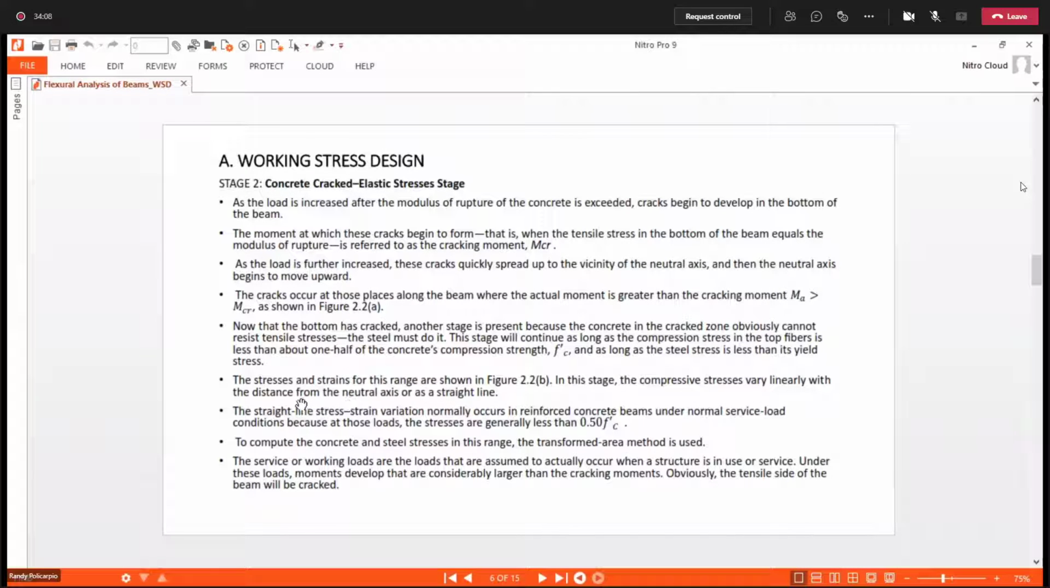Okay, so the stress and strain diagram, ganun pa rin, no? Very linearly pa rin yung relationship nila. Even though you already have the crack stage, the stress strain diagram is still very linear, no? So straight line pa rin yung relationship. Okay, then we have here the straight line stress strain variation.